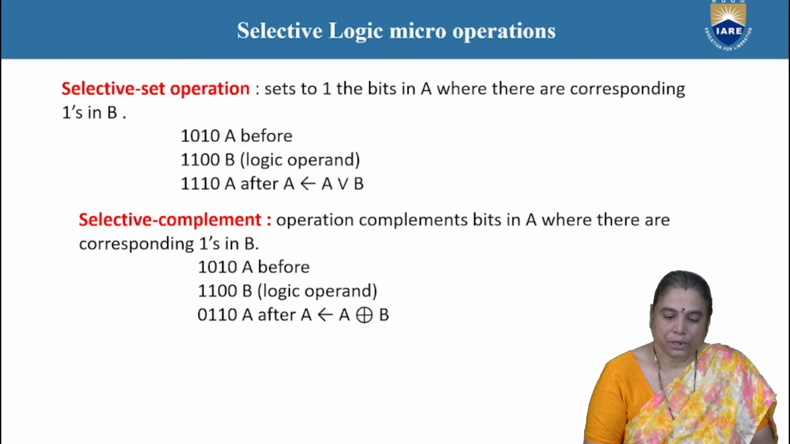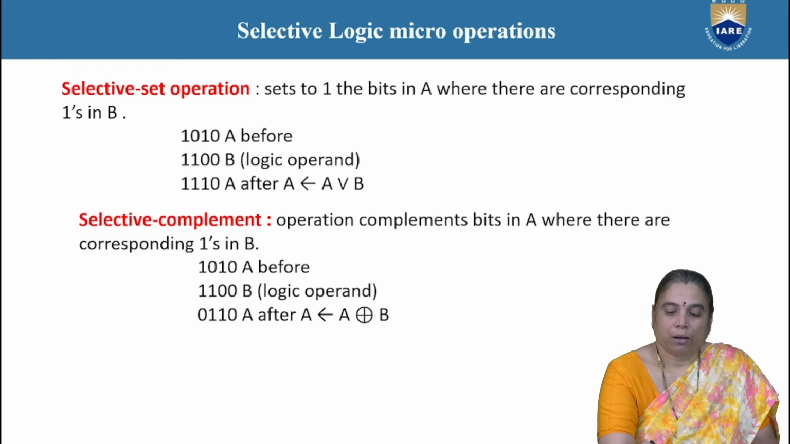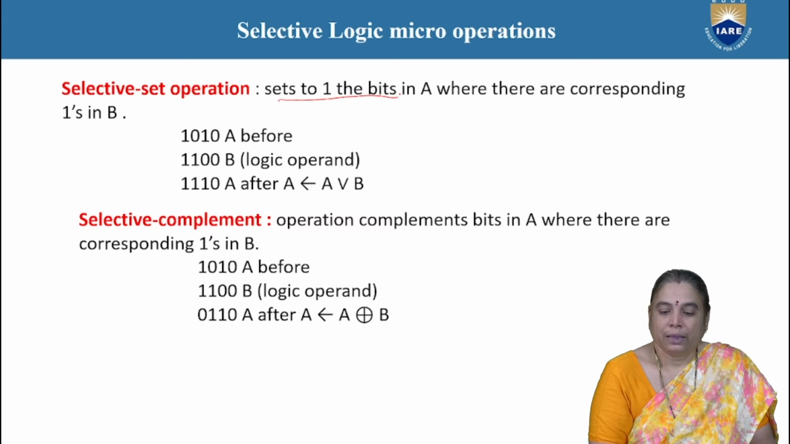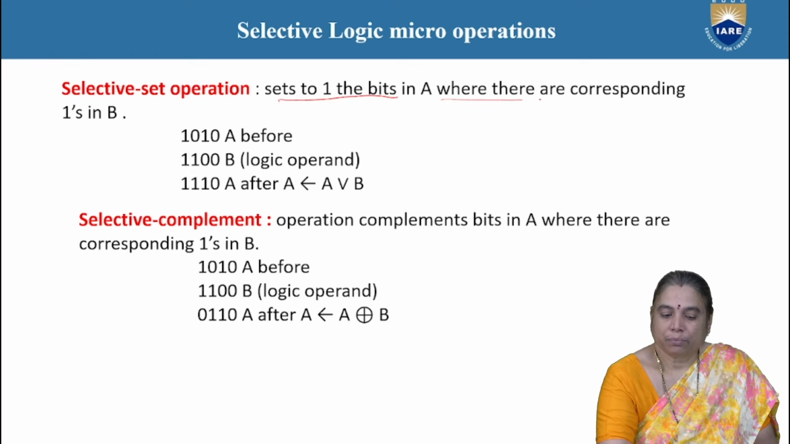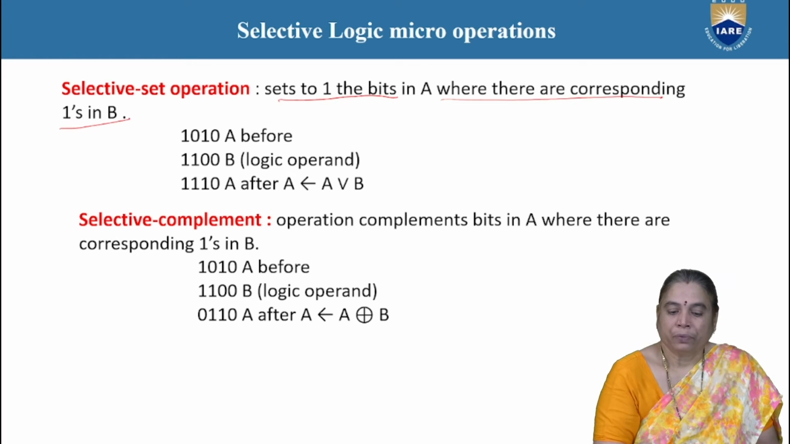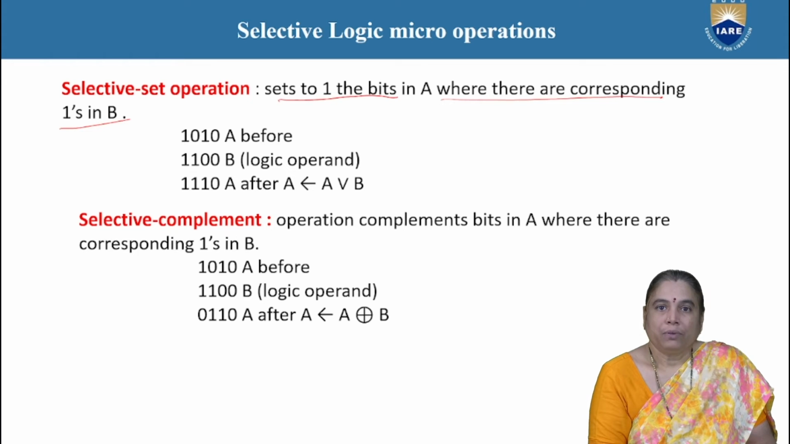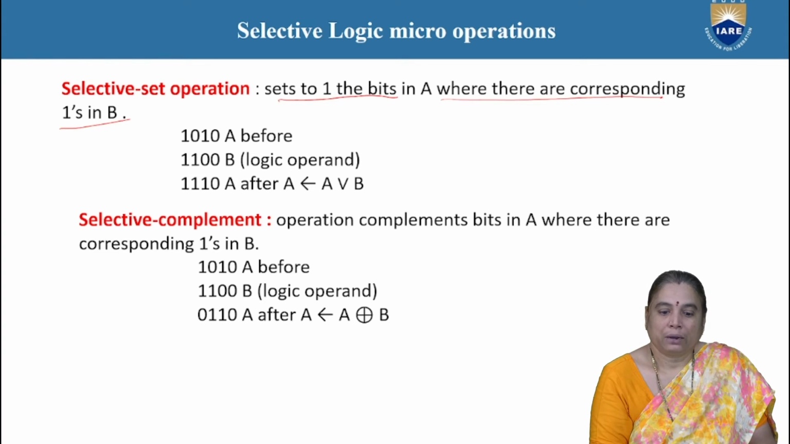The first operation is the selective set operation. Selective set operation sets to one the bits in A where there are corresponding ones in B. Two registers are to be considered, the A register and the B register. In the B register, where there is a 1 bit, the corresponding bit of the A register is changed into 1. That operation is called selective set.